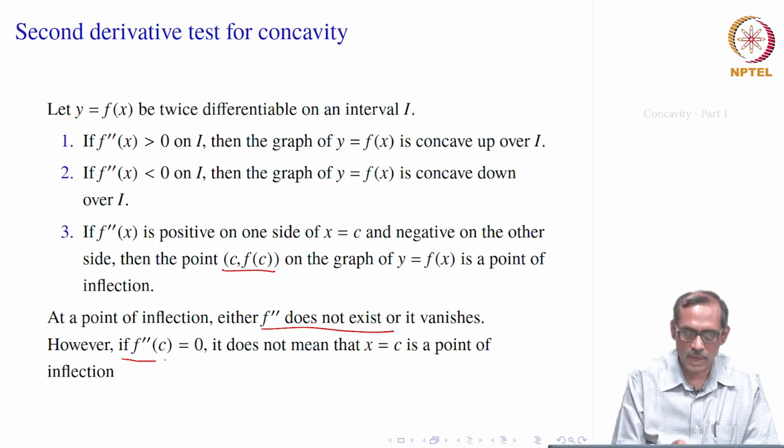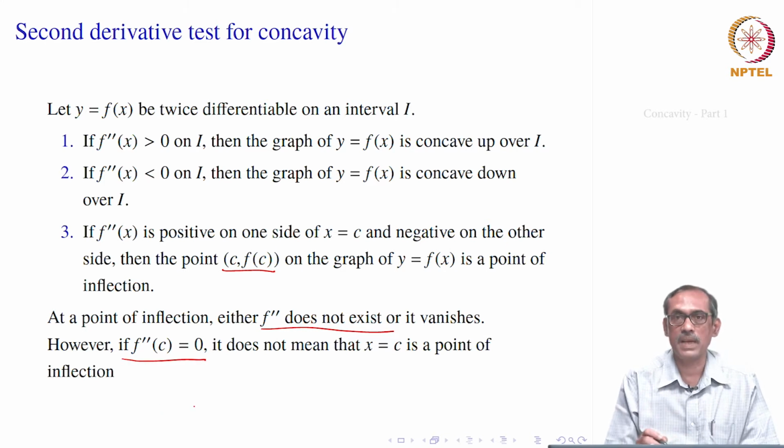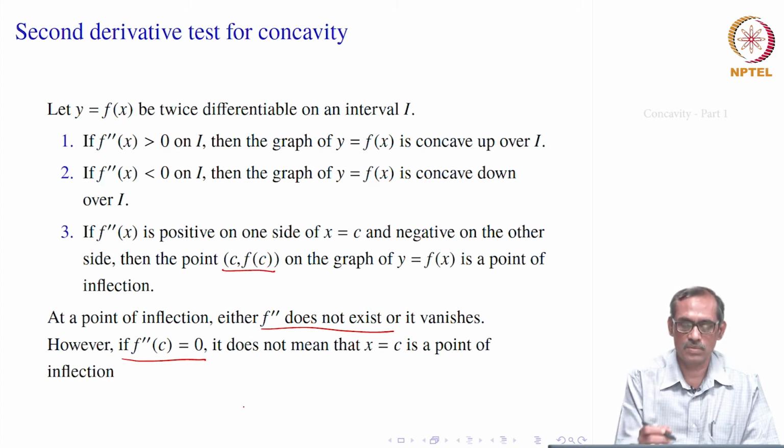But if f double prime c equal to 0, it does not mean that it is a point of inflection, right, because it may not have changed sign. So, changing of sign is important for the point of inflection. Like you take a constant function. So, you would not say that every point is a point of inflection because f double prime c is 0, that we want to avoid.